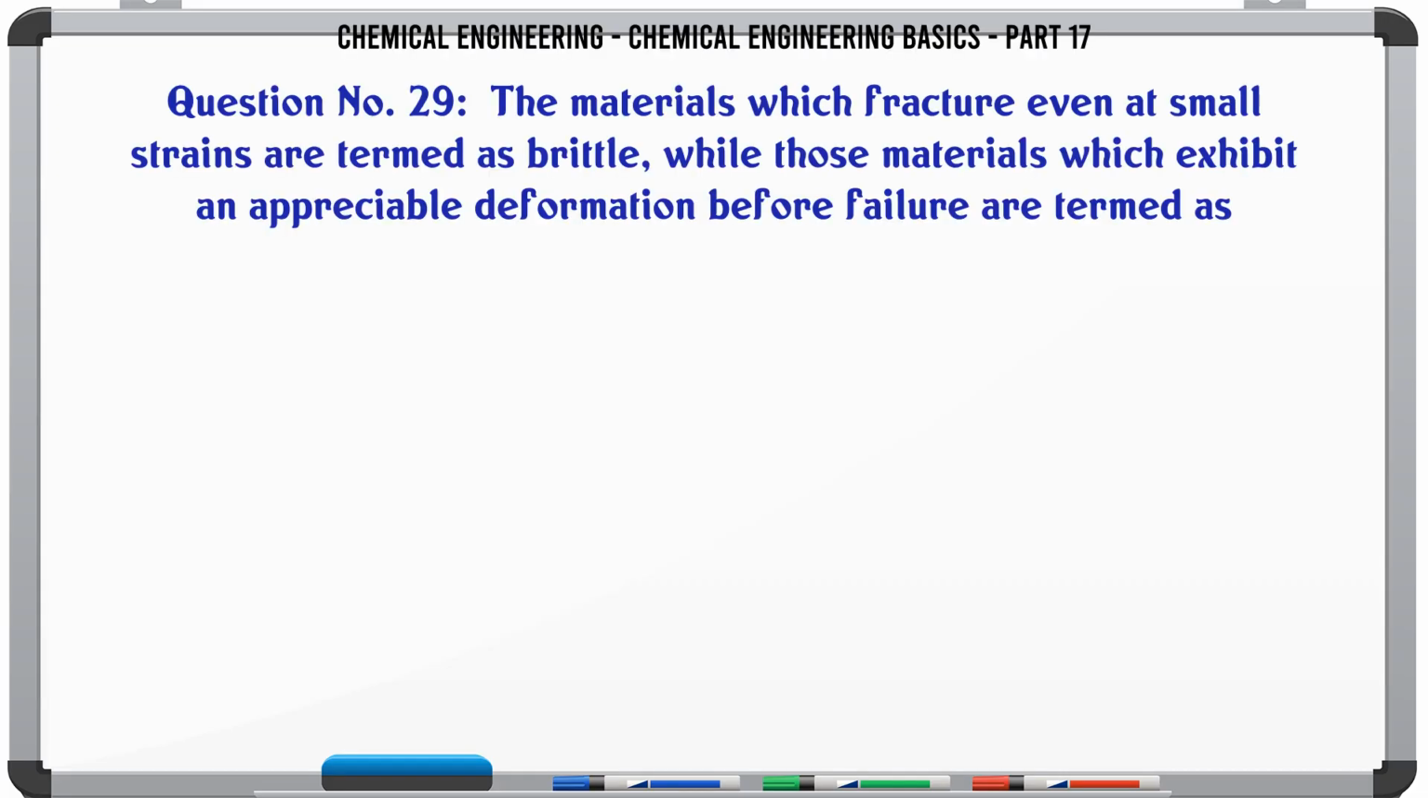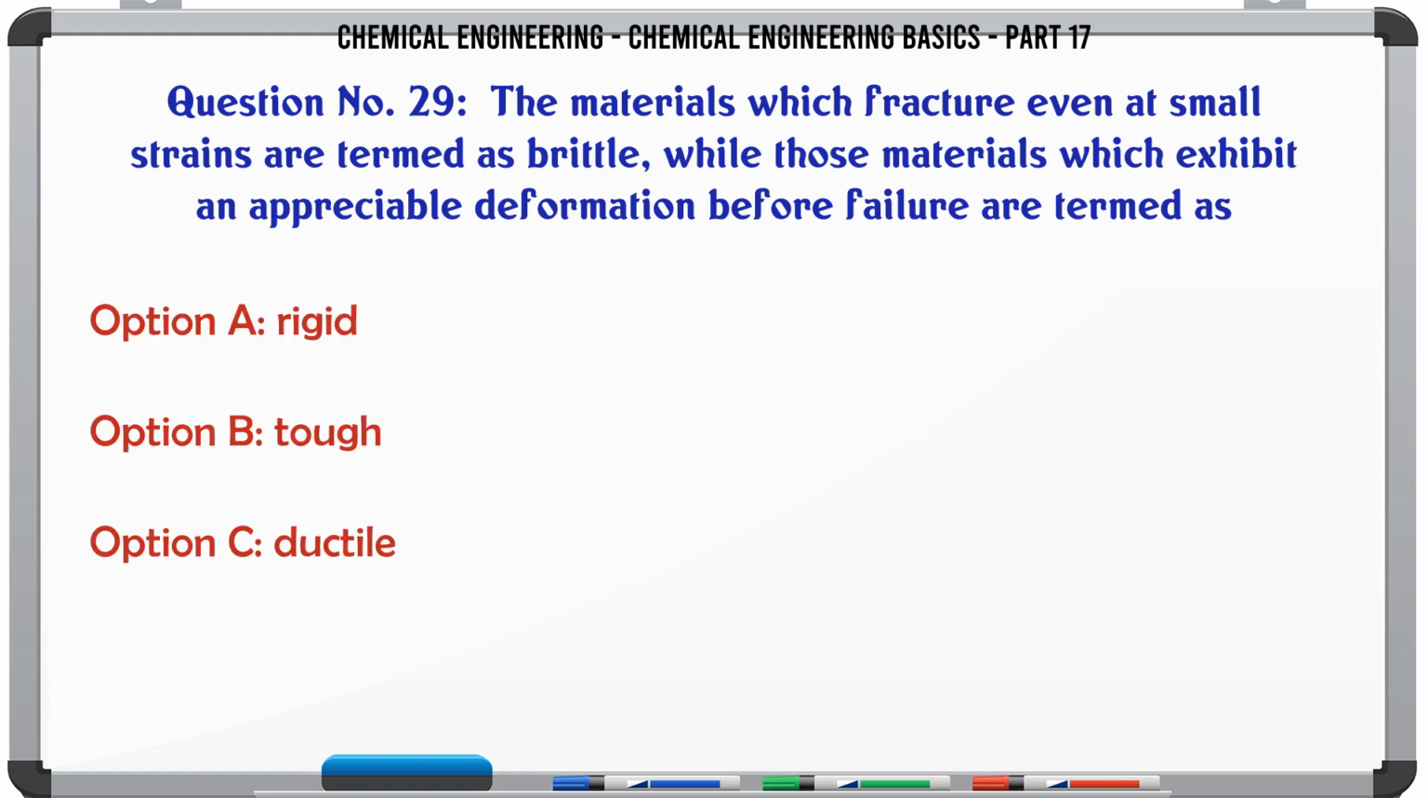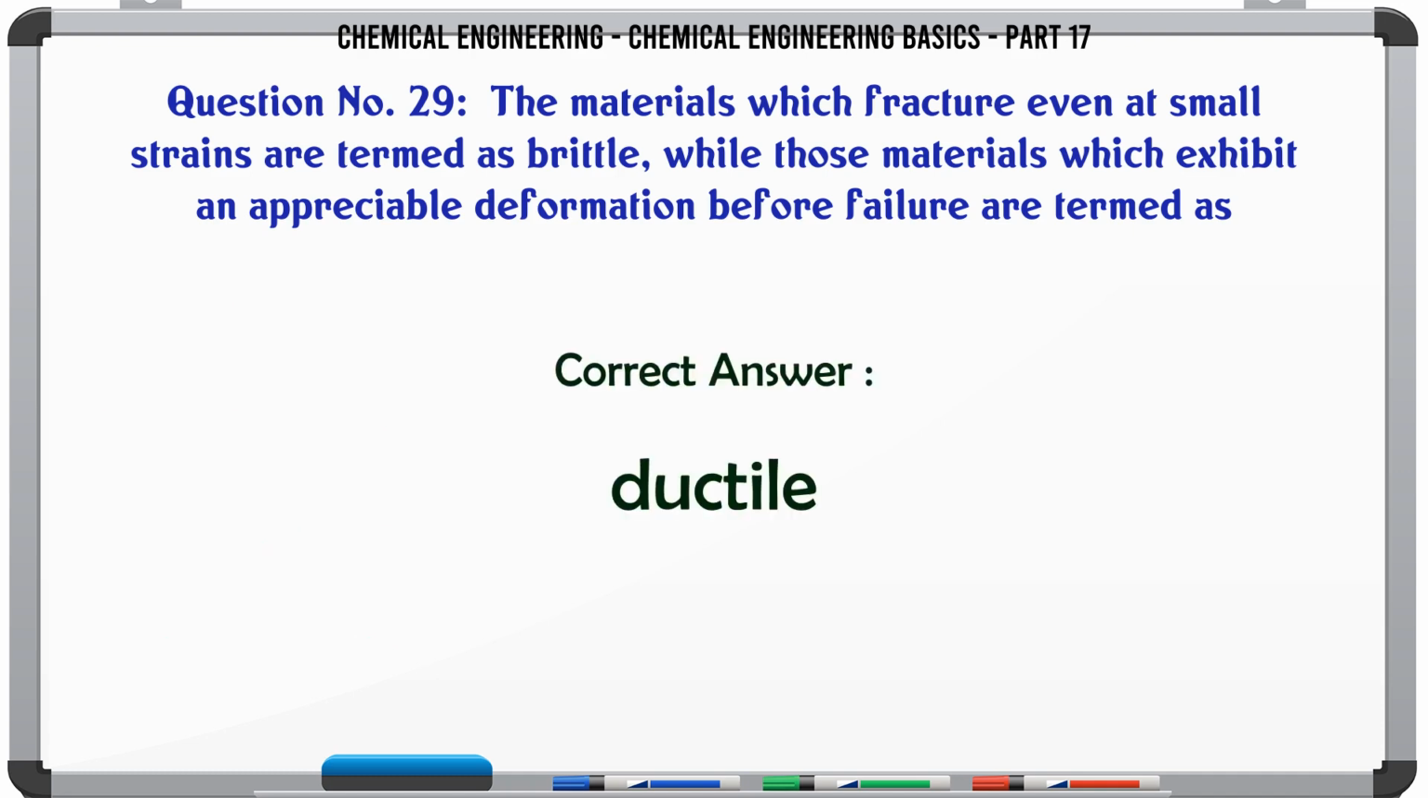The materials which fracture even at small strains are termed as brittle, while those materials which exhibit an appreciable deformation before failure are termed as A. rigid, B. tough, C. ductile, D. plastic. The correct answer is ductile.